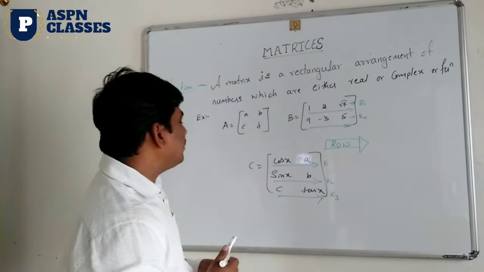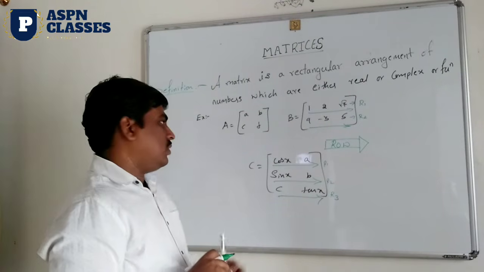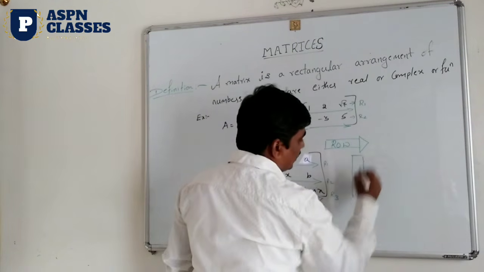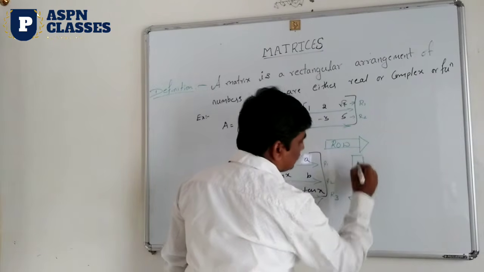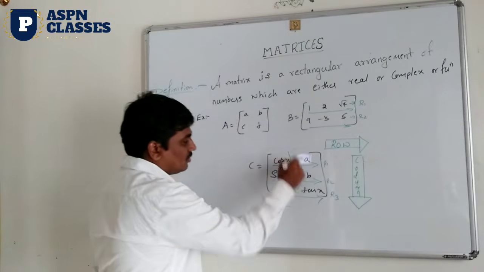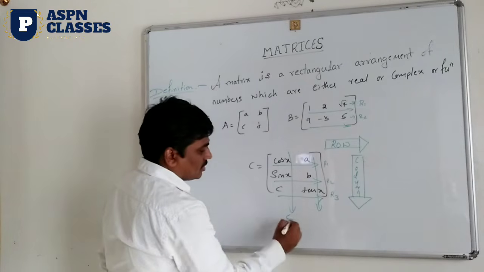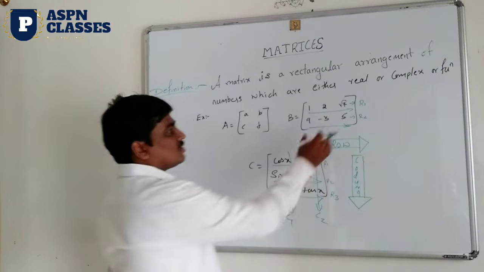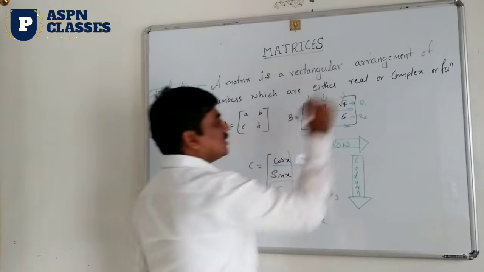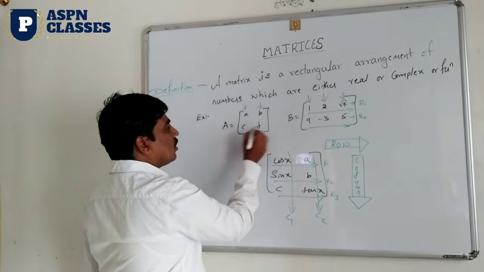Then columns are the opposite. Vertical line elements are considered as columns. So columns are what we consider as vertical lines. Here how many columns are there? 1, 2. Two columns are there. We denote this as the first column and this as the second column. Here also how many columns? 1, 2, 3. Three columns are there. And here how many columns? 1, 2. Two columns are there.